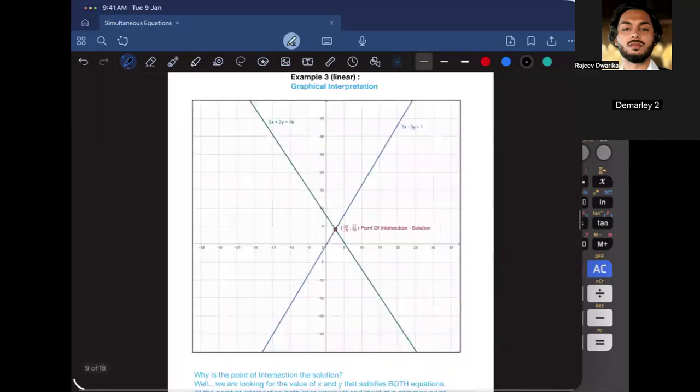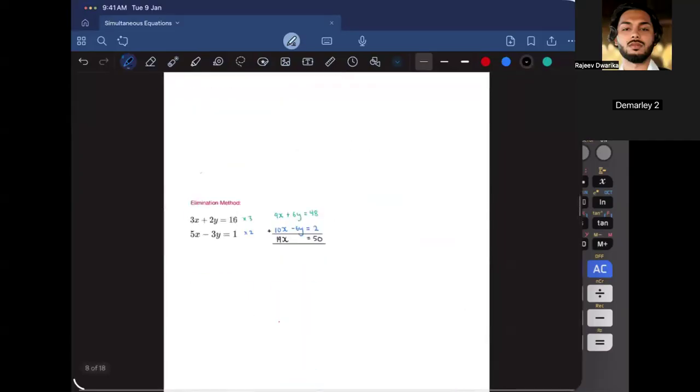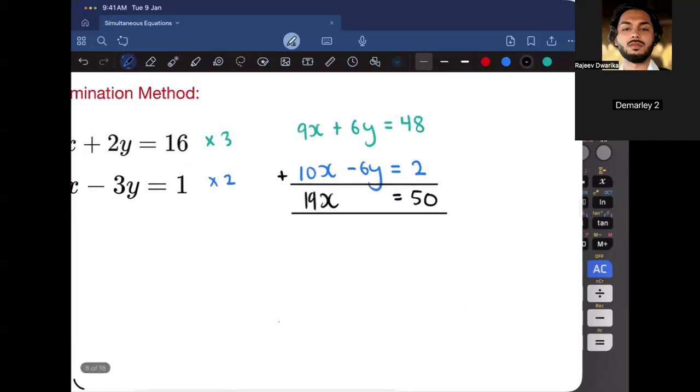Let me just check something. This was the one that wouldn't give you nice answers. And so 19x, these are different color, let me just use red. If we have 19x is equal to 50, how would I find x now? You're going to divide by 19. So I will divide both sides by 19, and x will be equal to 50 over 19. I can't really simplify that, so I'll leave it as 50 over 19. That's my answer.